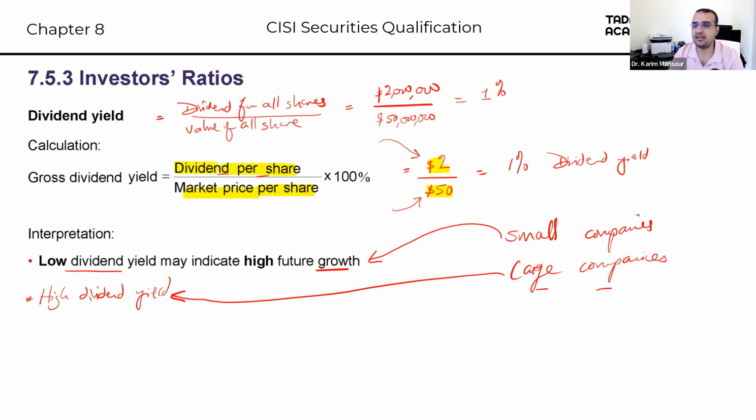In the exam, CISI might give you the total dividend for all shares, or they might give you the dividend per share. Remember, to calculate the value of all shares, it is the price per share times the number of shares. This is the market capitalization of the company, or the market value of the company. CISI sometimes calls it market cap or market value, although the more conventional use in practice is market cap.